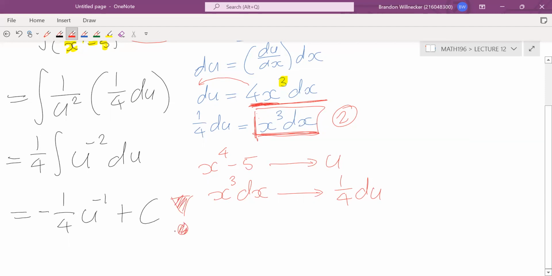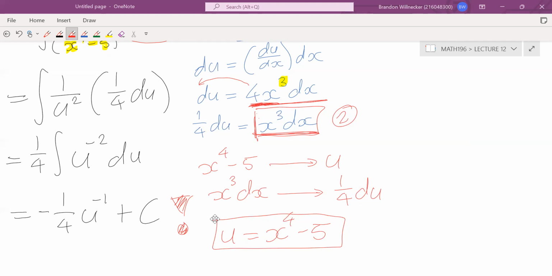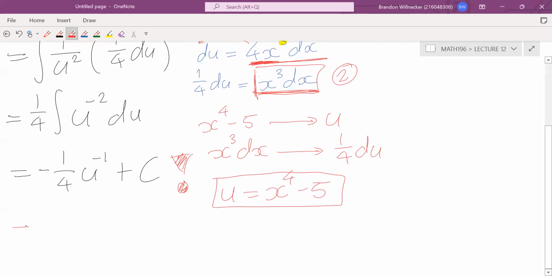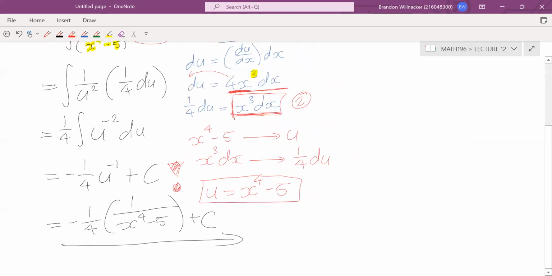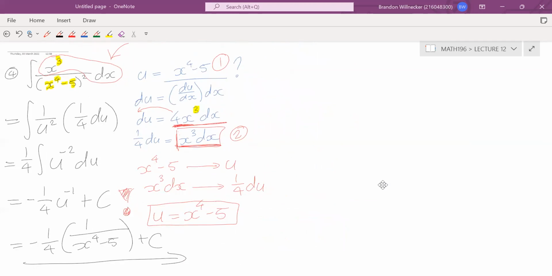But remember, we don't want it in terms of u, we want it in terms of x. So recall that u is equal to x to the 4 minus 5. So wherever we see a u, we're going to put back the original x to the 4 minus 5. So this is going to be equal to -1/4, and then we're going to have 1 over x to the 4 minus 5, and then plus c. And that's our final answer there.